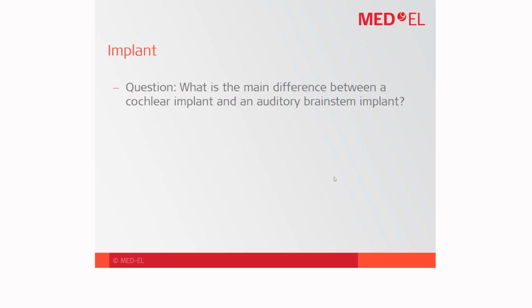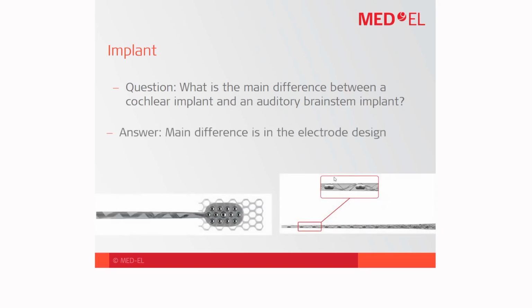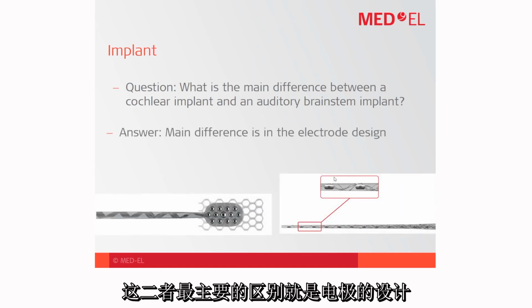Now, before I go into detail about the implant, I have a question for you. The question is, what is the main difference between a cochlear implant and an auditory brainstem implant? I'll give you a few seconds to think about this, and then I'll give you the answer. The answer is the main difference between an ABI and a CI lies in the design of the electrode array.